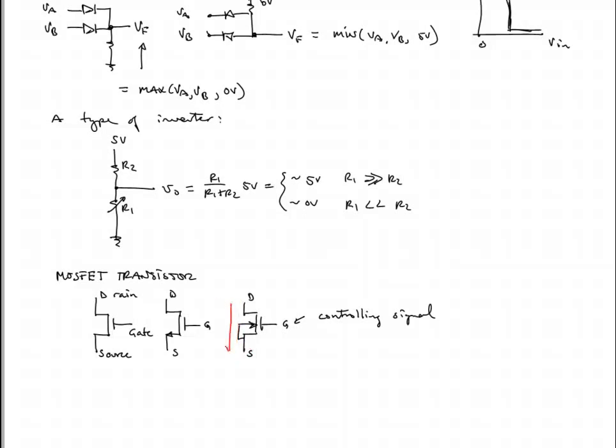You can think of this analogously as a water faucet if you were controlling water. The gate is like turning the knob, and the two openings for connecting to your pipes would be the drain and the source. The main water flow would be in through the drain and out through the source, and what controls whether water flows or not is the voltage between this controlling pin called the gate and the source.